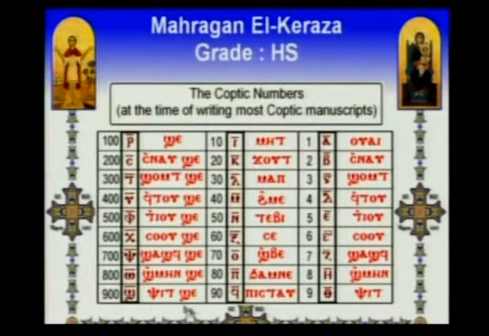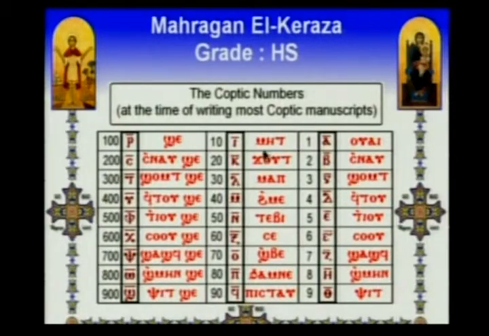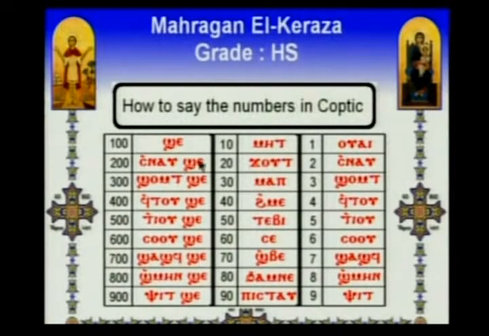The third column represents the hundreds. So the first shape would be 100, 200, 300, 400, 500, 600, 700, 800, and 900. But I say this is the system that was suitable for manuscripts, because people did not have at that time the system that was developed by the Phoenician sailors.